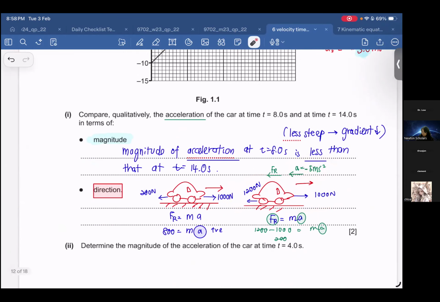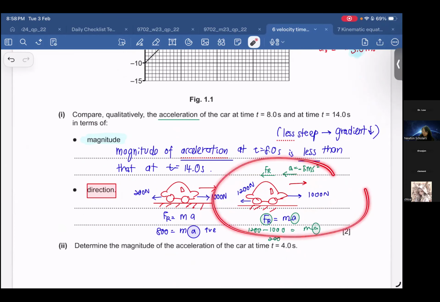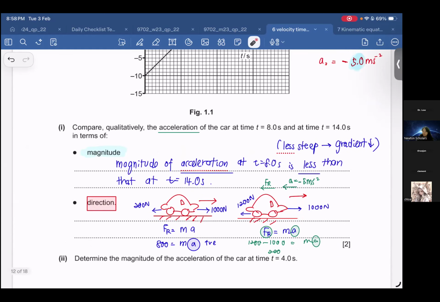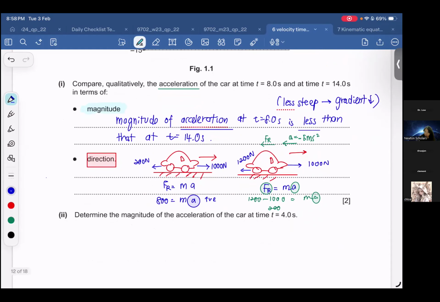The negative here is actually from the diagram. Can you see that it follows the resultant force direction? So you compare these two cases. The directions of the acceleration are actually opposite. So we write the answer together here: direction of acceleration at t equals 8.0 seconds is opposite to that at t equals 14.0 seconds.